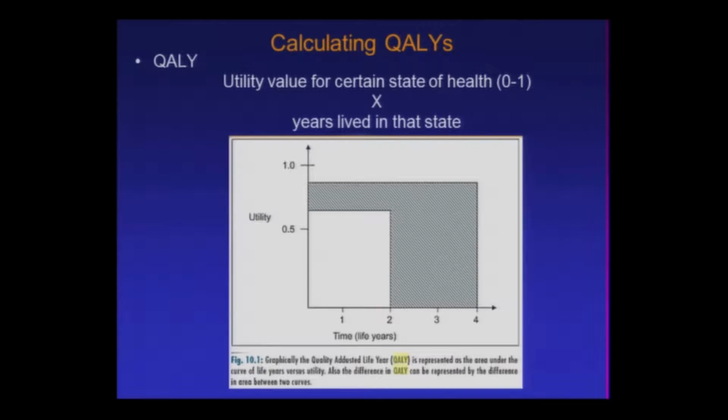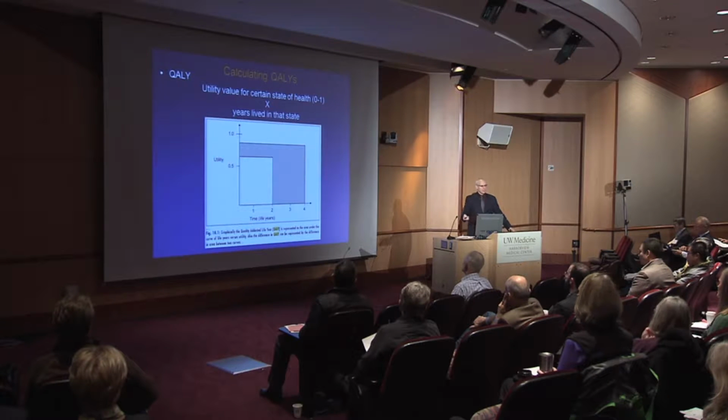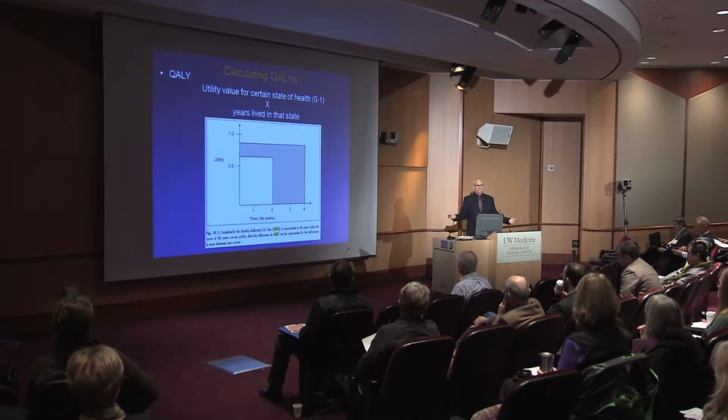So basically you're looking at the area under a curve where you've got utility on one side, which is 0 to 1, the number of years spent at that specific utility, and you look at the area. So in theory, someone who lives 2 years at utility 0.5 has the same QALY as someone who lives 1 year in perfect health. And that's where some of the controversies arise. Is that really a comparable analysis? What is 0.5? Is a year in perfect health really the same as 2 years in a fairly compromised health condition?